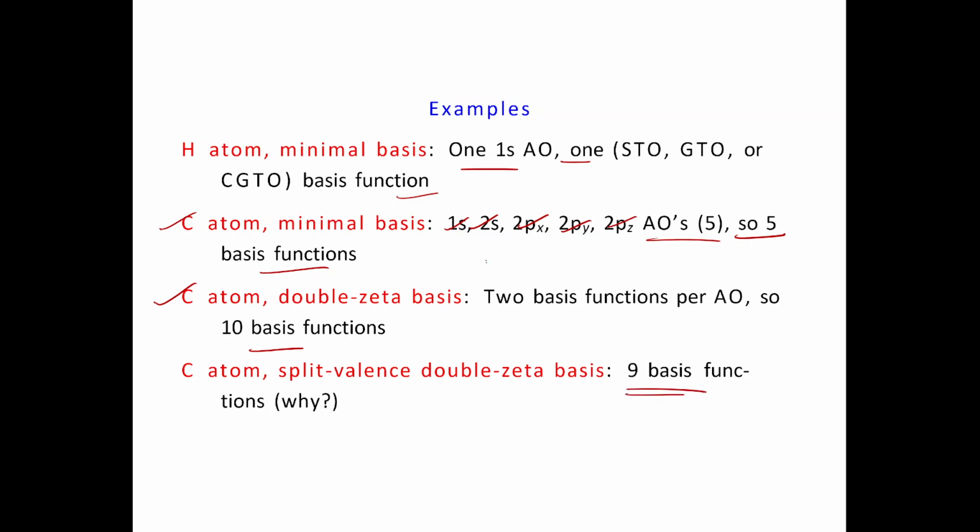And why? Because for 1s you will not use a double zeta basis function, right? So this will give you 1, and the rest of them will give you 8. That's why it comes out to be 9 basis functions.